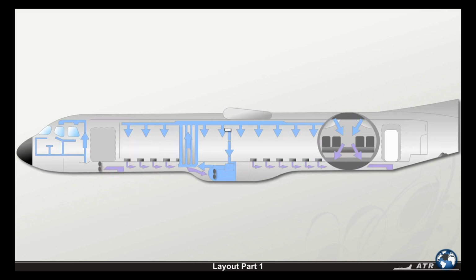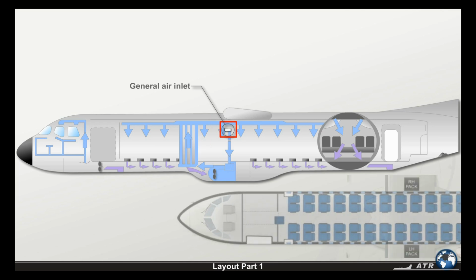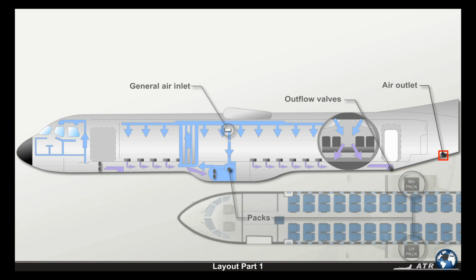The air ventilation of the ATR 72 works in a very simple way. It has a general air inlet, packs, outflow valves, an air outlet, and a toilet ventilation line.